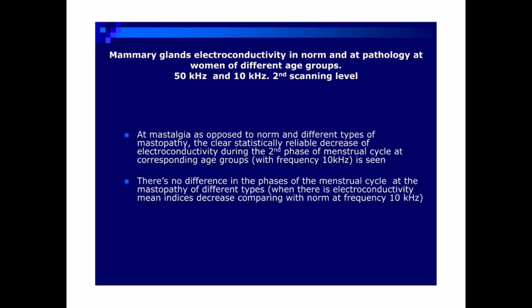Second scanning level. At mastalgia, as opposed to norm and different types of mastopathy, a clear statistically reliable decrease of electroconductivity during the second phase of the menstrual cycle in corresponding age groups with frequency 10 kHz is seen. There's no difference between the phases of the menstrual cycle at mastopathy of different types; mean electroconductivity indices decrease compared with norm at frequency 10 kHz.